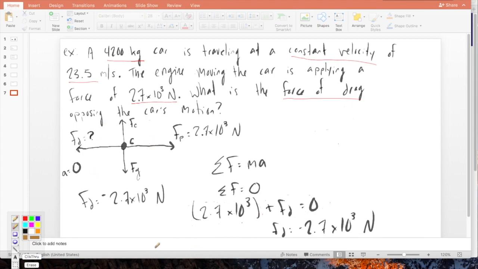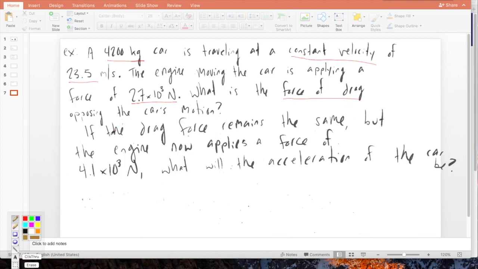Let's make it a little bit more complicated now. Okay, so here's a new question I'm asking. If the drag force now remains the same, but the engine now applies a much larger force, 4.1 times 10 to the third newtons, what will the acceleration of the car be now? So once again, we're always going to start by creating a model.